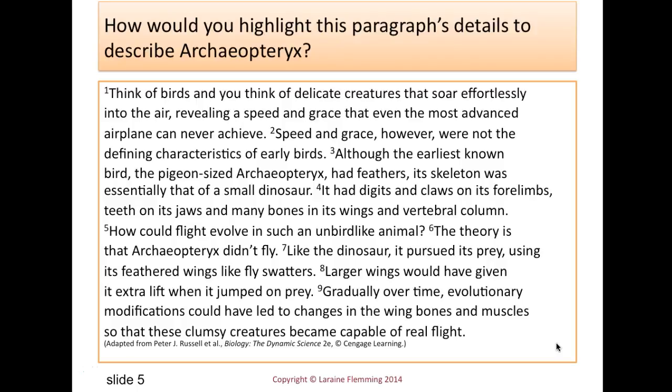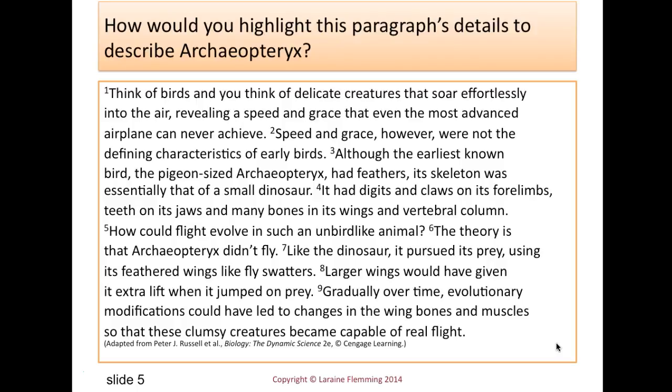Think of birds and you think of delicate creatures that soar effortlessly into the air, revealing a speed and grace that even the most advanced airplane can never achieve. Speed and grace, however, were not the defining characteristics of early birds. Although the earliest known bird, the pigeon-sized Archaeopteryx, had feathers, its skeleton was essentially that of a small dinosaur. It had digits and claws on its forelimbs, teeth on its jaws, and many bones in its wings and vertebral column. How could flight evolve in such an unbird-like animal?